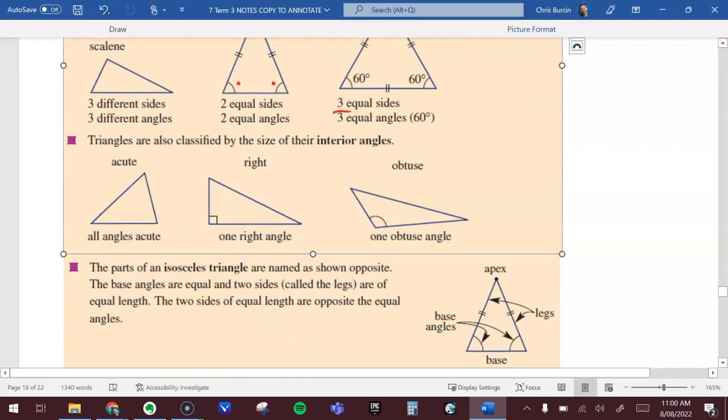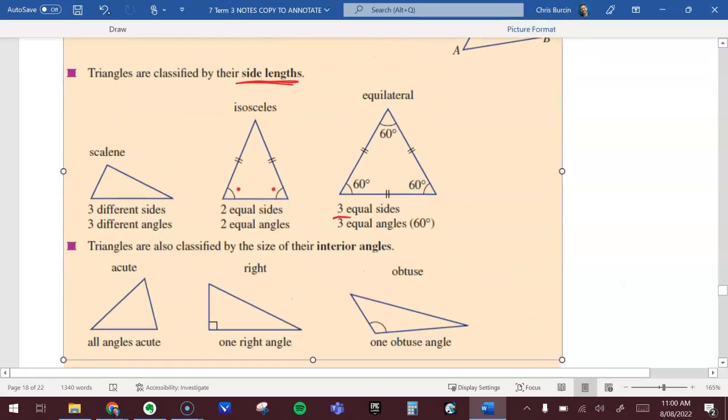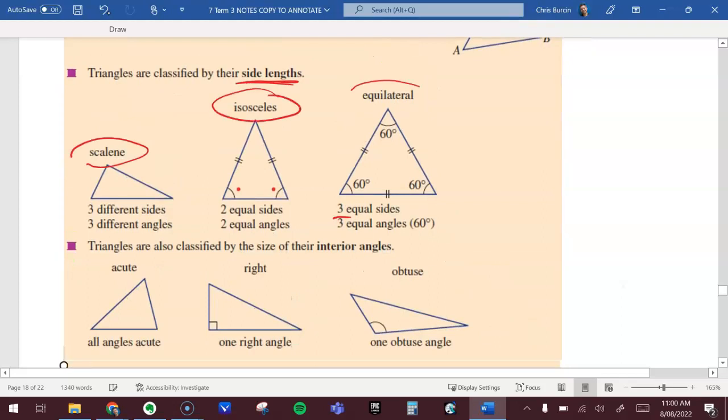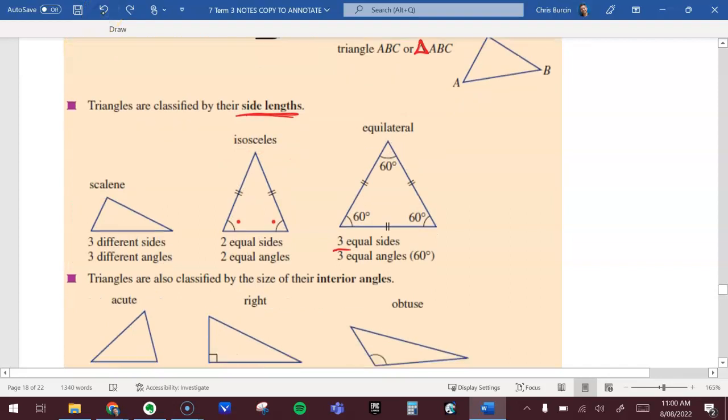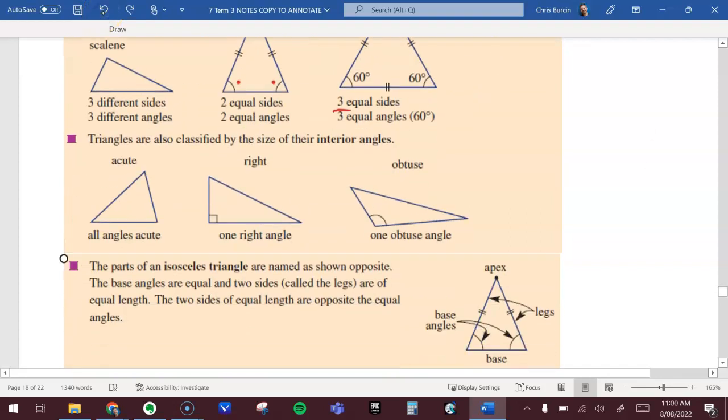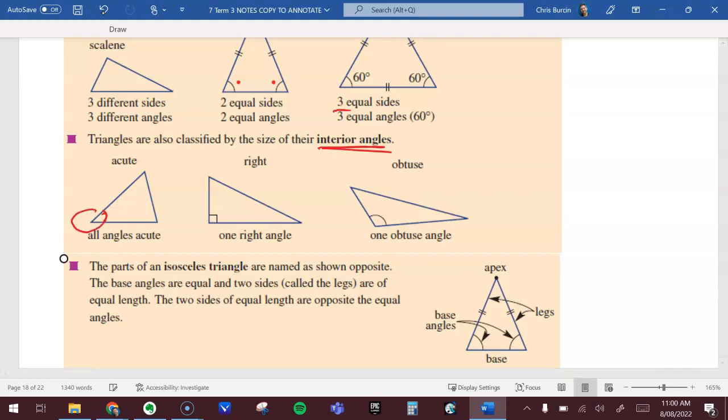Now, there's also three other words we need to learn. You must know the words scalene, isosceles, and equilateral, and how to apply them. That's how we name them by their sides, these triangles. We can also classify triangles by their interior angles. Interior angle, exterior angle. So the inside angles of these triangles, if every single one of these angles is acute, then that is an acute triangle. So we're looking at the angles, not the sides now.